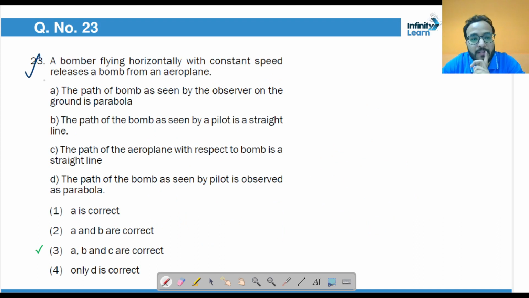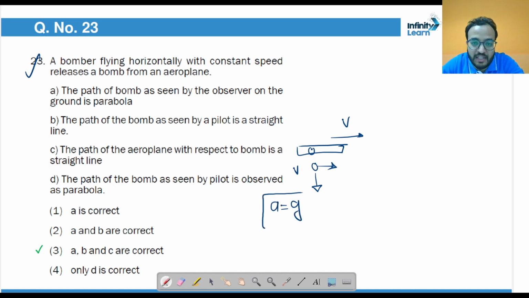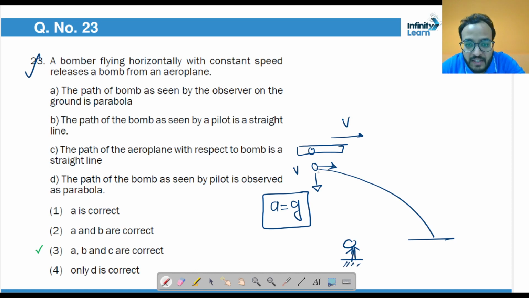This is a very interesting question. See, a bomber flying horizontally with constant speed releases a bomb. So this is the bomber. It is moving with certain velocity and throws a bomb, right? So when it throws the bomb, the bomb also gains the velocity v, but at the same time the bomb is coming down with certain acceleration, that's all. So the extra thing that the bomb has is only this acceleration downwards, right? So the motion of the bomb will be like this with respect to the person on the ground, because the person on the ground will feel that this is accelerated downward and has a linear velocity forward.